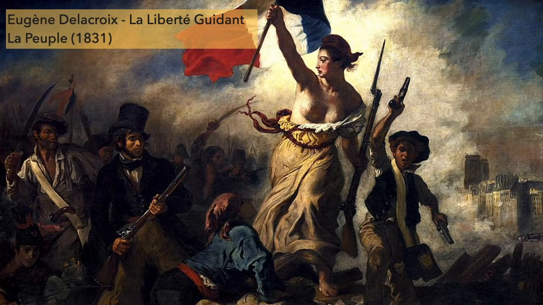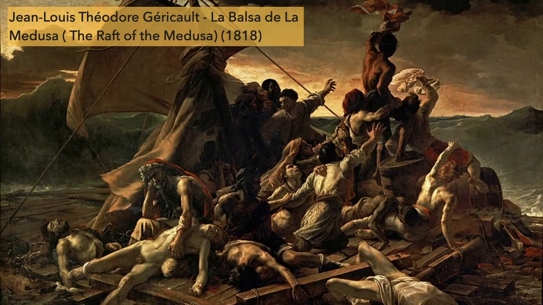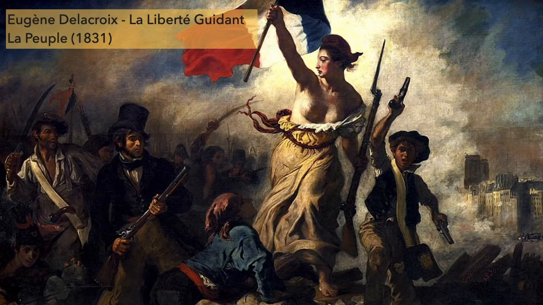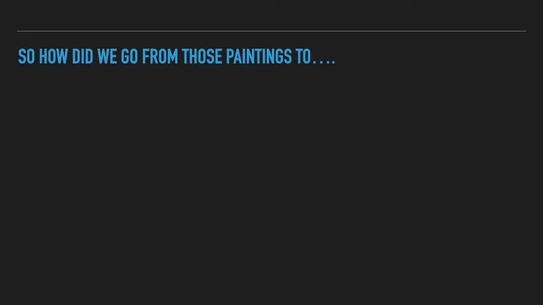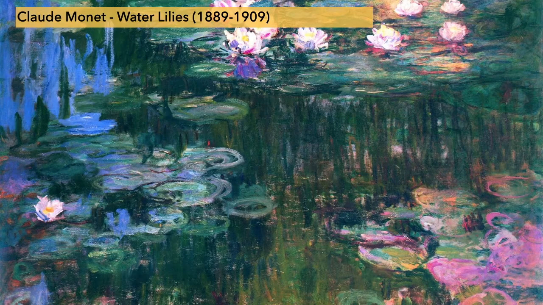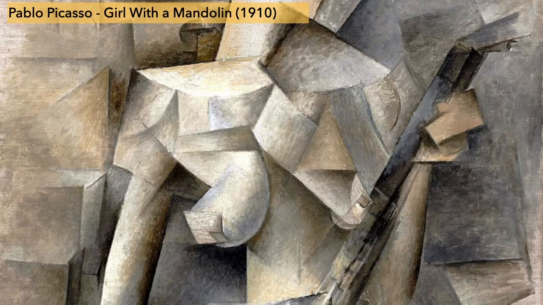Historical scenes, uplifting moments, mythology, rendered in great detail. You can see the musculature here. Here you can see facial expressions and many things that you could easily trace to real people. So, how did we go from those paintings to Claude Monet's Water Lilies? All right. And then this is a bad capture of a larger painting. Pablo Picasso's Girl with a Mandolin in 1910.